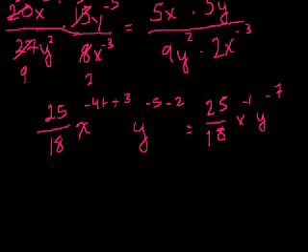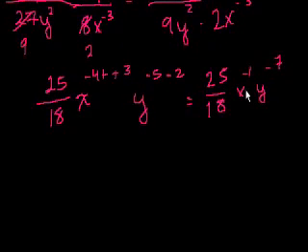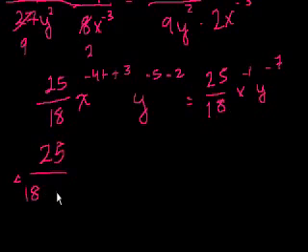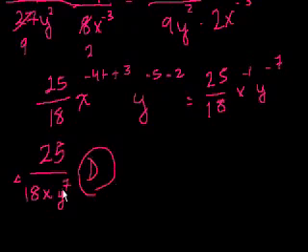And this is the same thing, because this is the same thing as 1 over x to the 1. This is the same thing as 1 over y to the 7. So this is equal to 25 over 18x, right? 1 over x, y to the 7th. Y to the 7th in the denominator, same thing as y to the minus 7 in the numerator. And anyway, that is choice, let's see, 25 over 18, that is choice D. Choice D. And I'm out of time. See you in the next video.